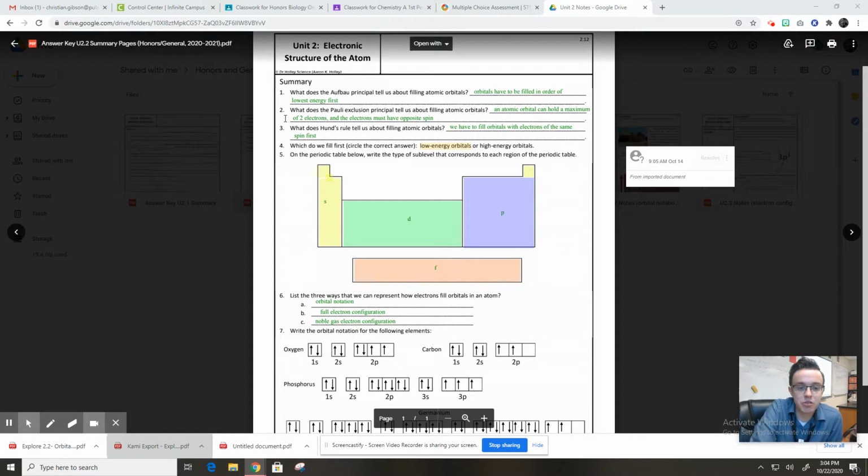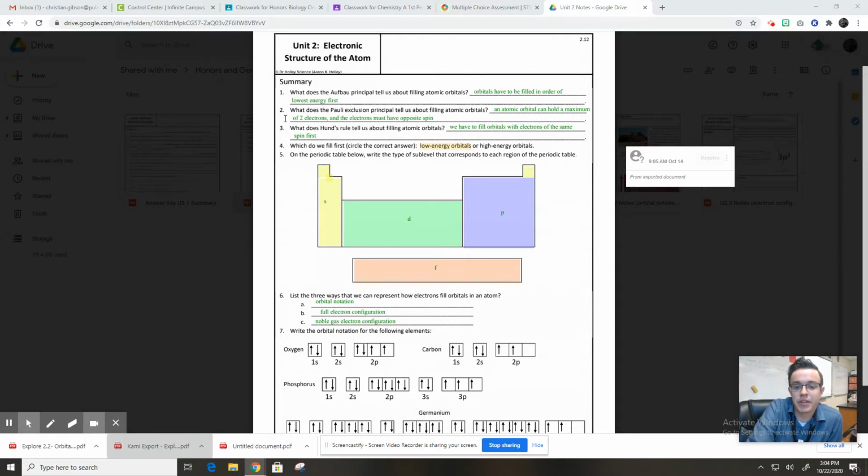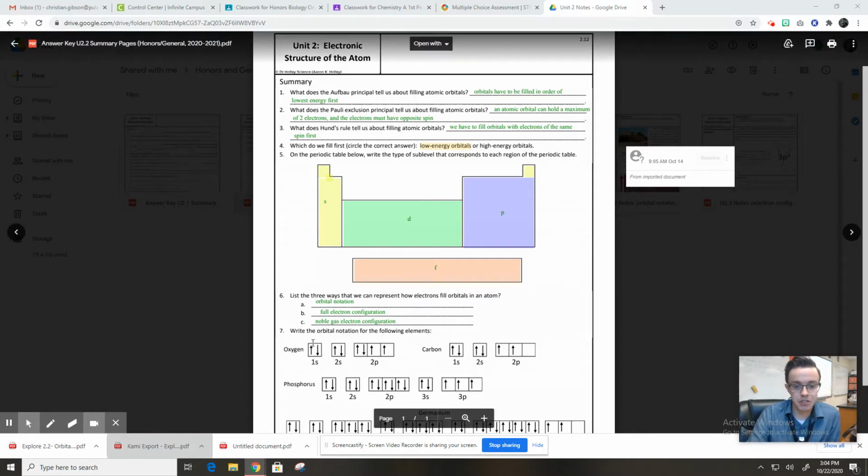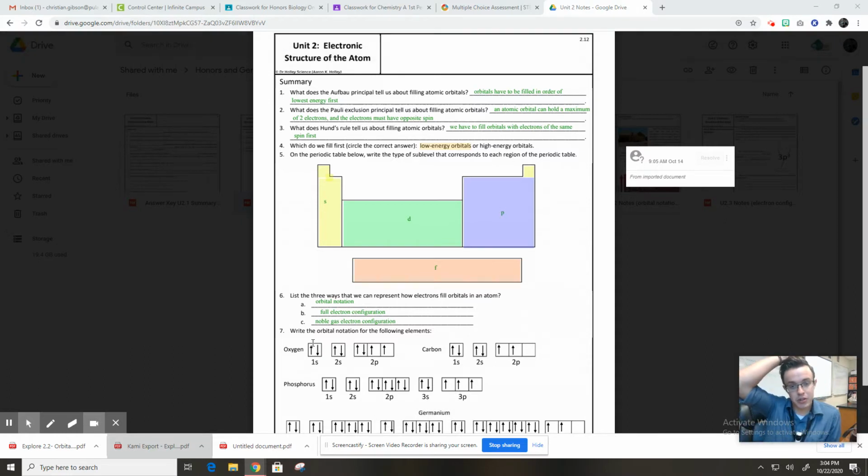Okay. Number 2, what does the Pauli exclusion principle tell us about filling atomic orbitals? Well, it tells us that orbitals can only hold a maximum of 2 electrons. So each orbital holds 2 electrons, and the electrons in those orbitals must have opposite spin. That's why we draw them with arrows going in opposite directions. You would never draw 2 electrons in the same box or the same orbital with electrons going in the same direction.